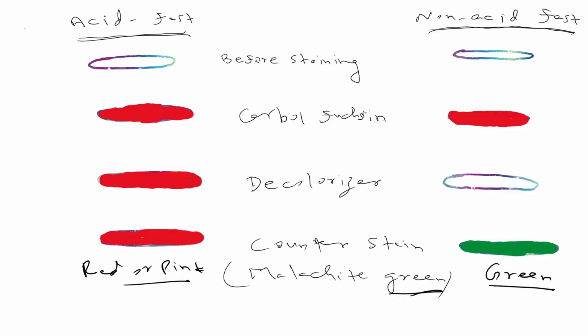With the counterstain, acid-fast bacteria remain red. Non-acid-fast bacteria, here we have used malachite green, so they became green. So this is the mechanism of acid-fast staining.